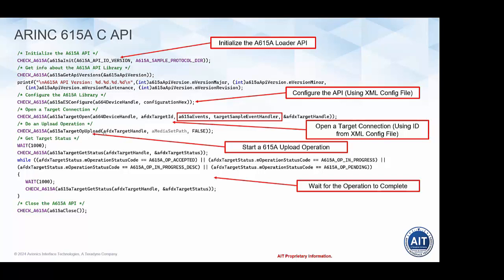We have similar functions for download. For download, you're specifying the media path to where you want to put the files that are downloaded from the target. There's an information operation in 615A. Same thing, it's info op, and you're given the path to where you want all the information that the target sends back to be written into a file. So pretty straightforward, pretty easy, pretty compact to do basic operations, simple applications. The library's handling all the details of the protocol for you.